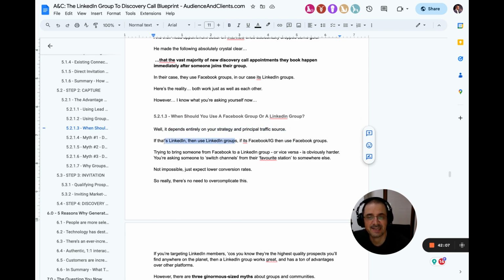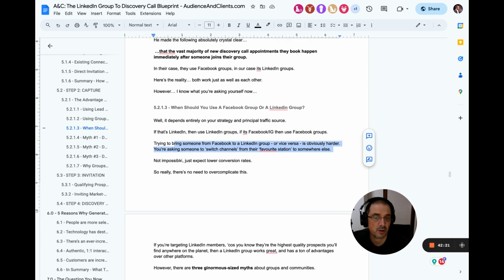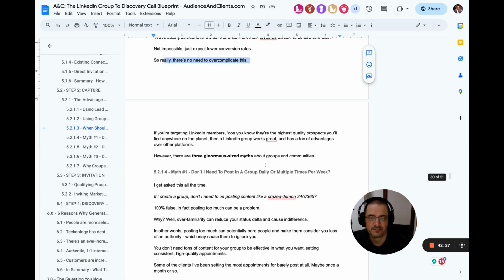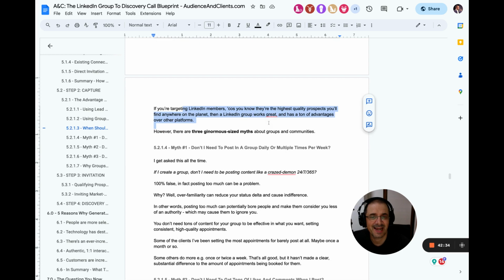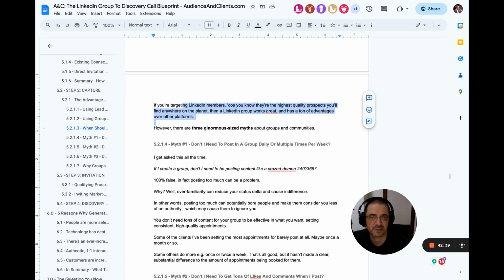Because if that's LinkedIn, then use LinkedIn groups. If it's Facebook or IG, then use Facebook groups. Because trying to bring someone from Facebook to a LinkedIn group or vice versa is just going to be harder. You're asking someone to switch channels from their favorite station to somewhere else. Not impossible, just expect lower conversion rates. So really, there is no need to overcomplicate this. If you're targeting LinkedIn members, because you know they're the highest quality prospects you'll find anywhere on the planet, then a LinkedIn group works great and has a ton of advantages over other platforms.